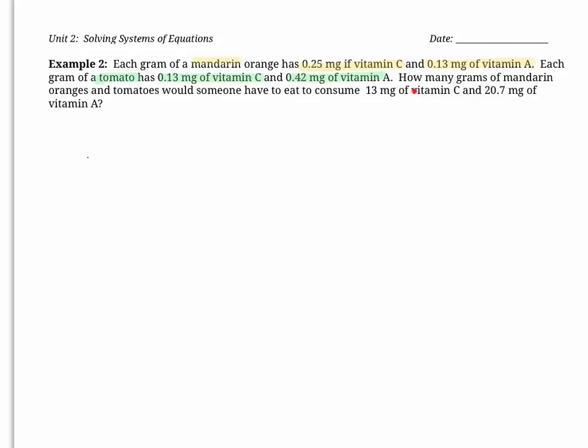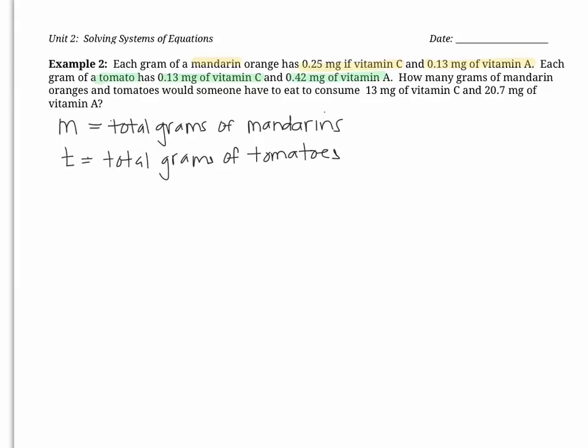So the question says, how many grams of mandarin oranges and tomatoes would someone have to eat to consume 13 milligrams of vitamin C and 20.7 milligrams of vitamin A? So what are the things we don't know? Well, it's asking how many grams of mandarin oranges and tomatoes would someone have to eat. So the two things we don't know are the number of grams of mandarin oranges and the number of grams of tomatoes that we're going to eat. So the first thing we can do is define our variables. So let's let M represent the total grams of mandarins and T represent the total grams of tomatoes.